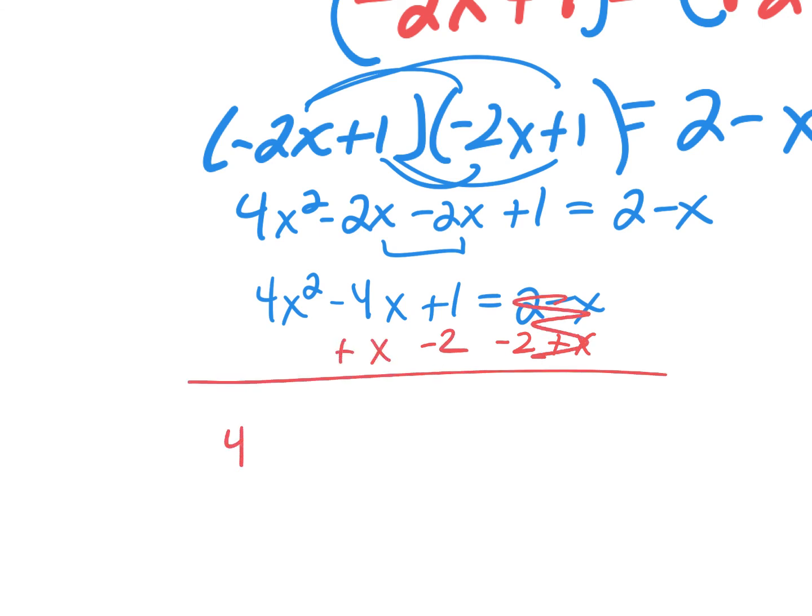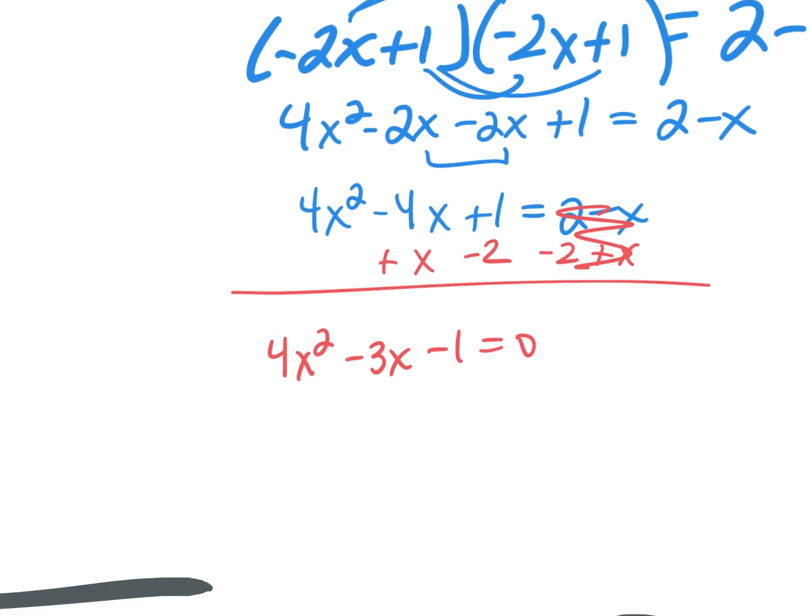So I have 4x squared. What's a negative 4 and a positive x? Negative 3x. What's a positive 1 and a negative 2? Negative 1 equals 0. Can I factor this? Yes. I'm not going to give you guys any right now that you can't factor because this is already a lot of work. I know that.